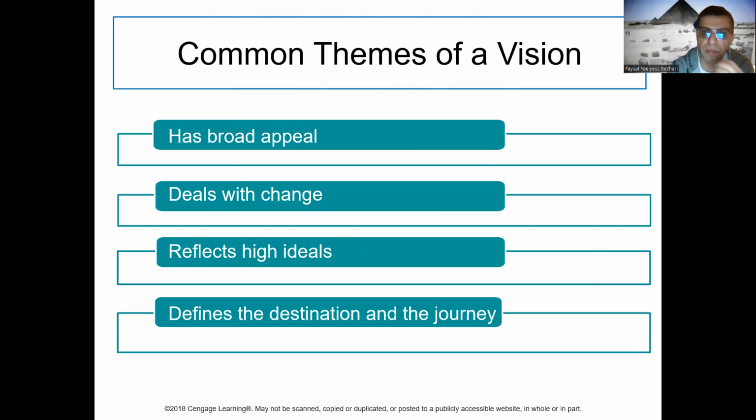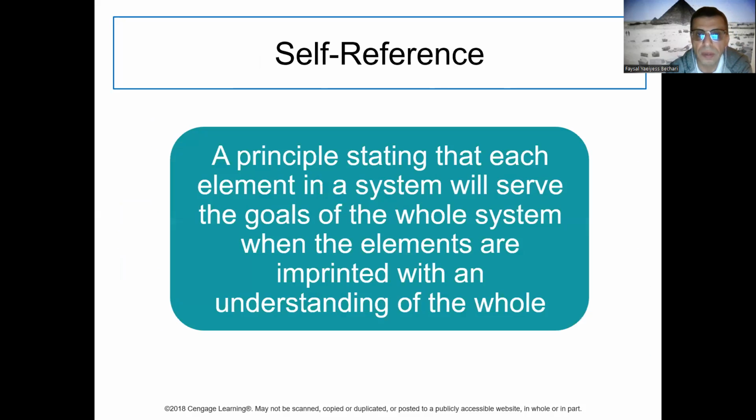The common theme of a vision is that it usually has broad appeal, deals with change, reflects a high ideal, and defines the destination and the journey. In self-reference, it's a principle stating that each element in a system will serve the goal of the whole system when the elements are imprinted with an understanding of the whole.